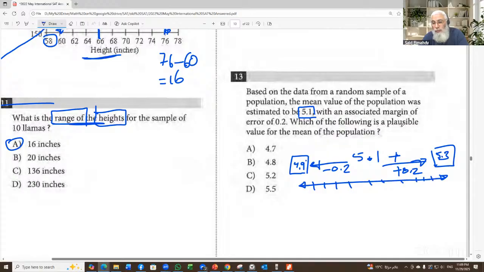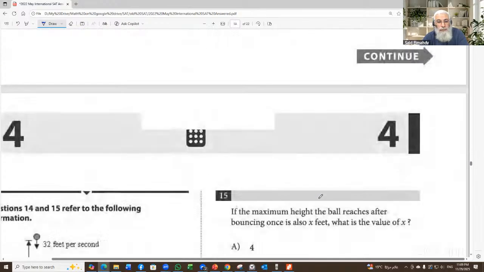Which of the following is a plausible value for the mean? So 4.8 is outside the range, 4.7 is outside, 5.2 is inside, and 5.5 is outside the range. So the solution is 5.2.